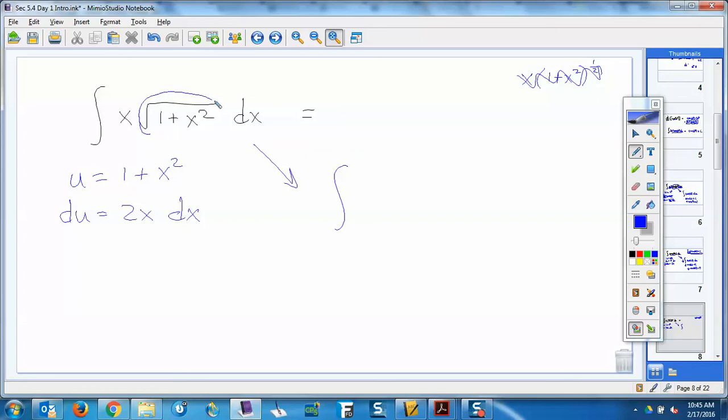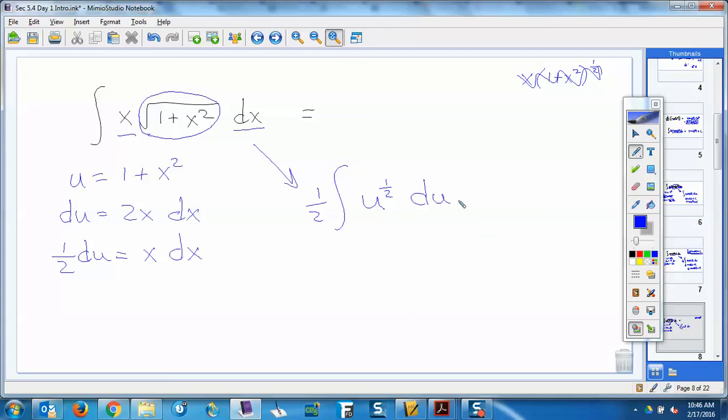So this will just be what? u to the 1/2 power. u to the 1/2 power. Right? Square root. I could put square root of u, but I know I'm going to do a power rule on it, so I'd rather have a power, not a root. What about the x dx? Divide the 2 over here. So x dx comes out in its place. 1/2 and a du.